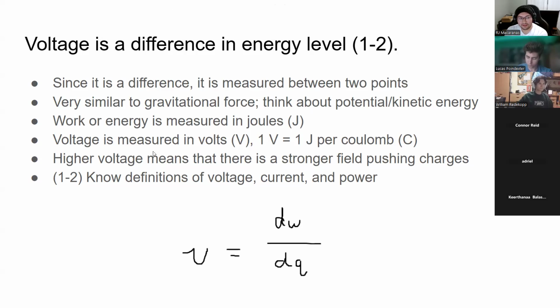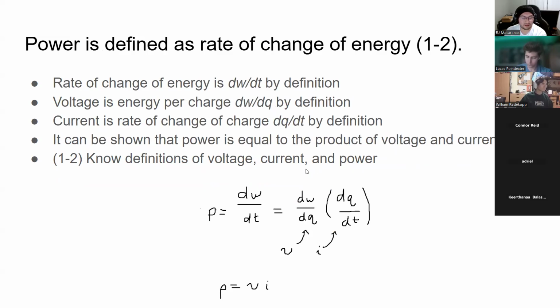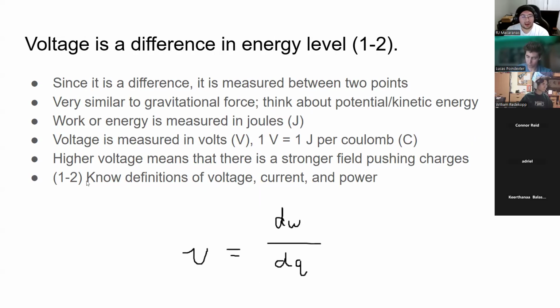So anyways, energy is measured in joules, and so voltage is measured in volts, right? So this is a joule per coulomb, because we're looking at how much energy it takes to move a unit charge. So higher voltage means there's a stronger field pushing the charges. You can think of that as moving that ball up further off the surface of the Earth, right? It's very similar to gravity. It's kind of easy to think about it that way.